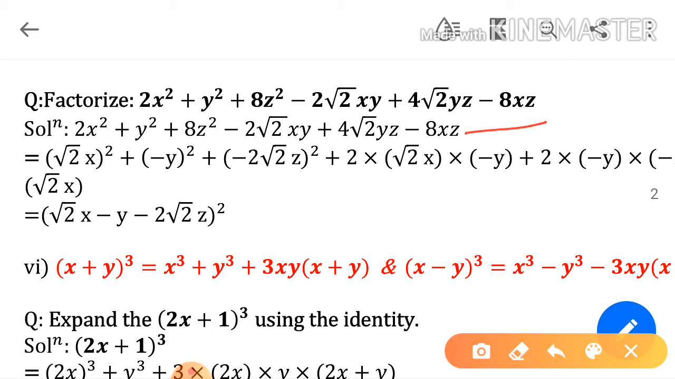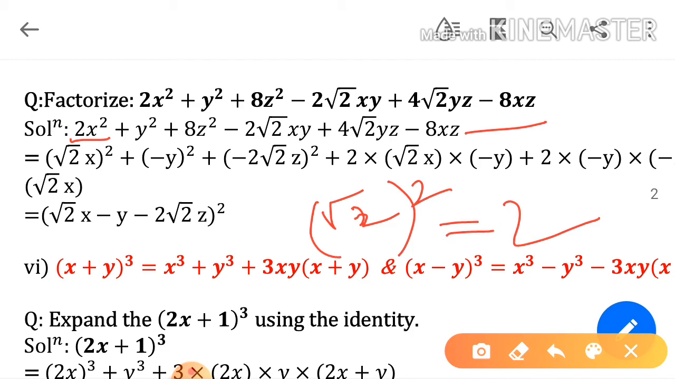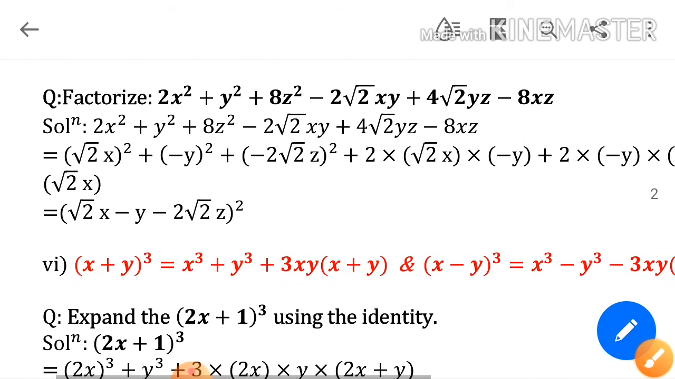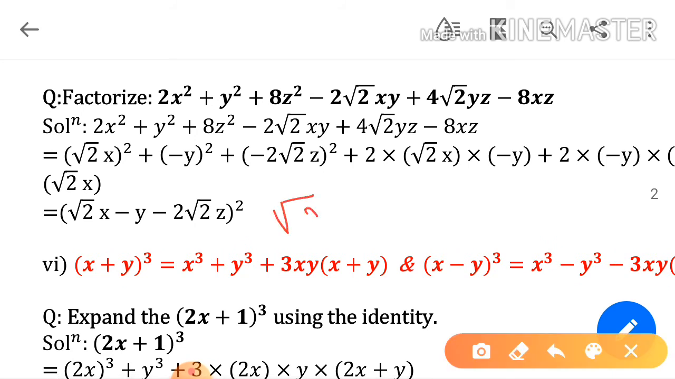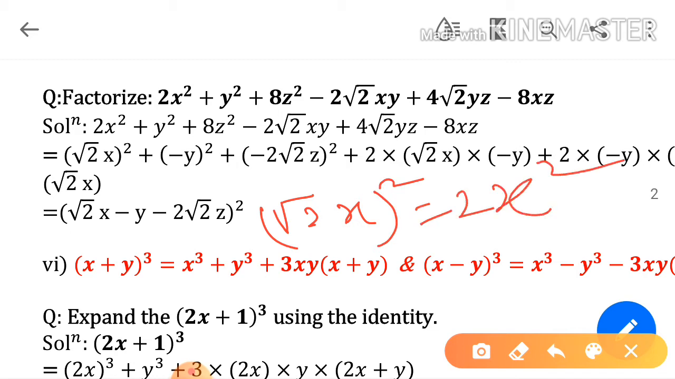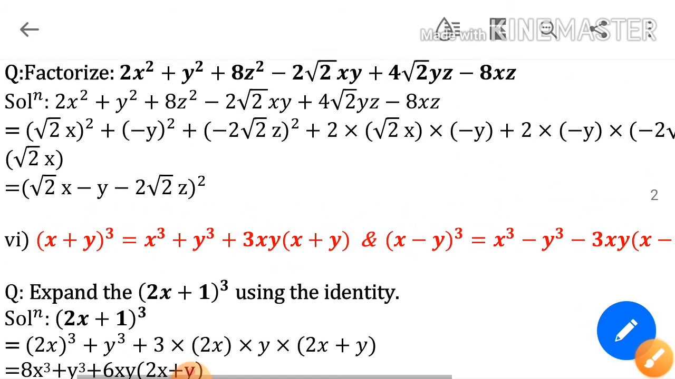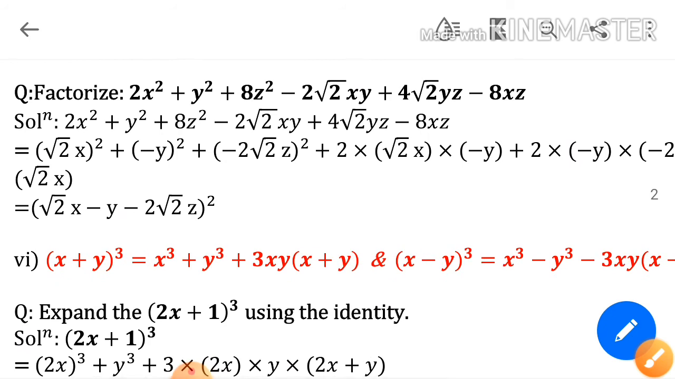Now thereafter 2x square, that means root 2x whole square, since root 2 whole square equals 2 and x whole square equals x square. That's why root 2x whole square equals 2x square. So that's why 2x square.